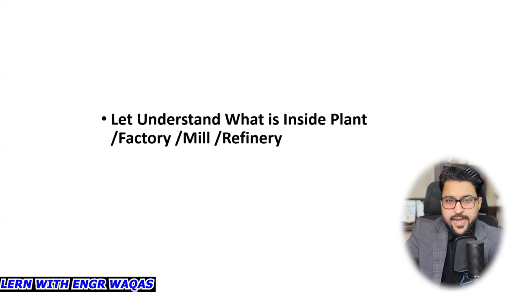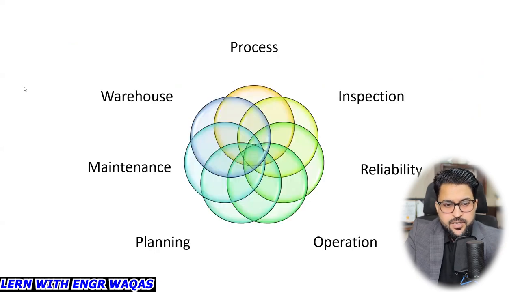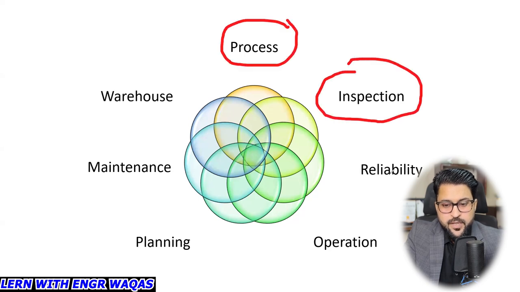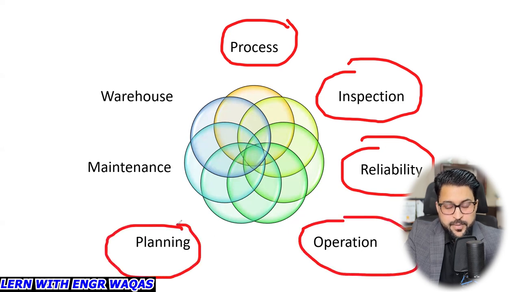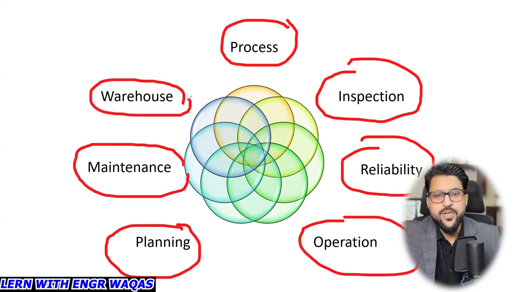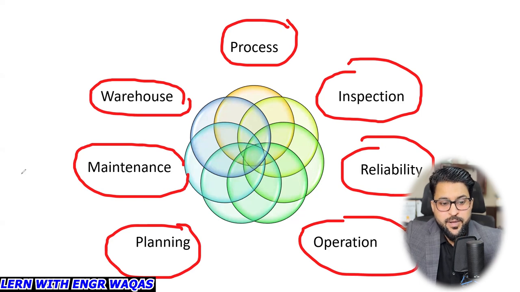So let's understand what is inside the plant, what is inside the refinery, what is inside that factory. There are certain departments. You can see there is the process department, inspection department, reliability department, operation department, planning department. It is your department, right? And the maintenance department and warehouse department. You need to understand all of these departments one by one.